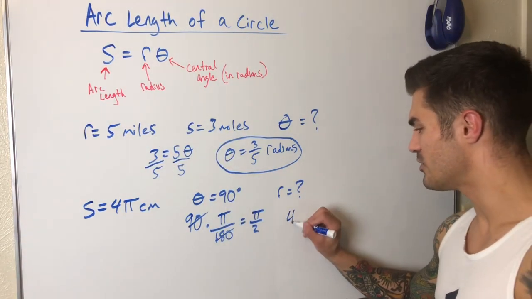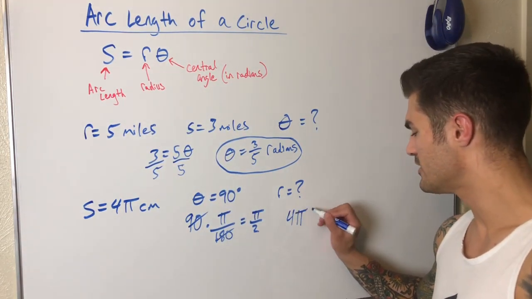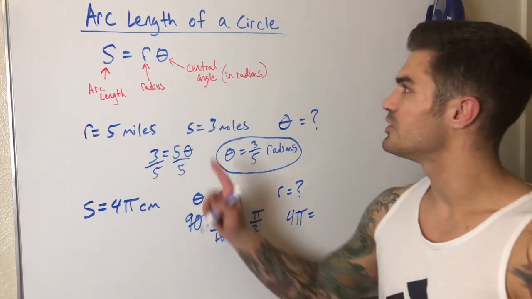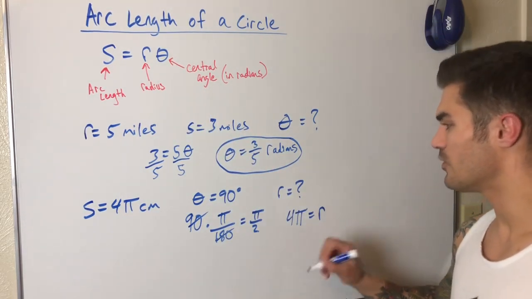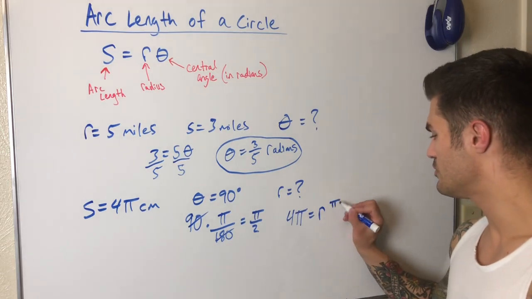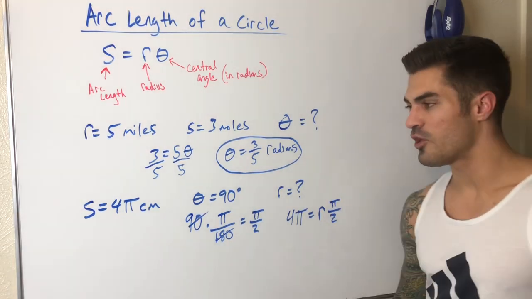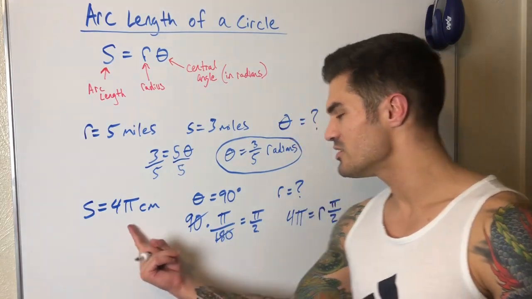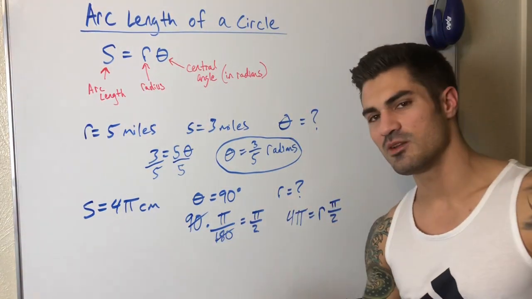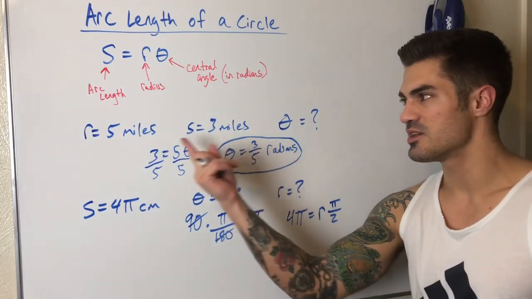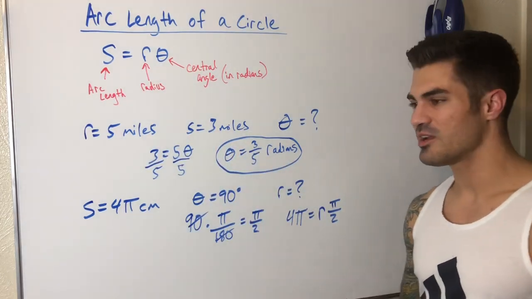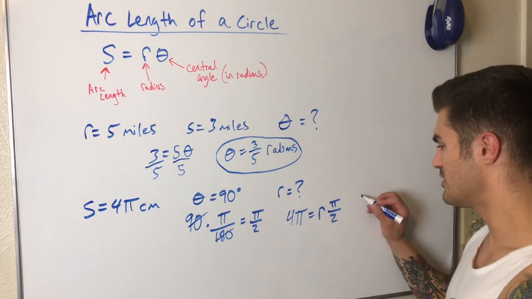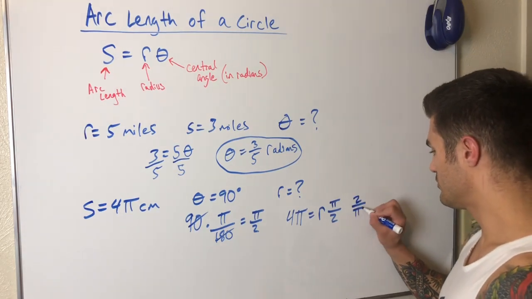I have my arc length. So what do I set up? I set up this formula. 4 pi centimeters equals r, that's what we're solving for, times theta, that's pi over 2. Now I'm solving for r. And another thing to note is that since a unit is given here, centimeters, our radius is going to be in centimeters as well. These units always line up, okay? So depending on how picky your instructor is, maybe that doesn't matter to you, but something worth being aware of.